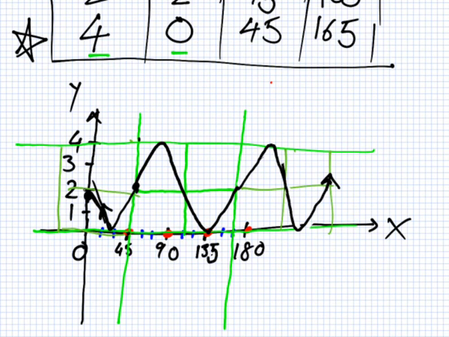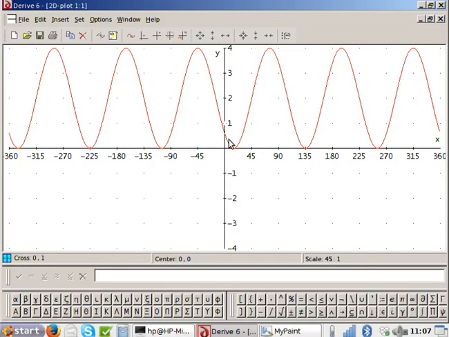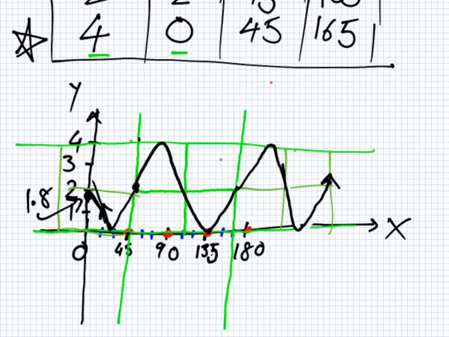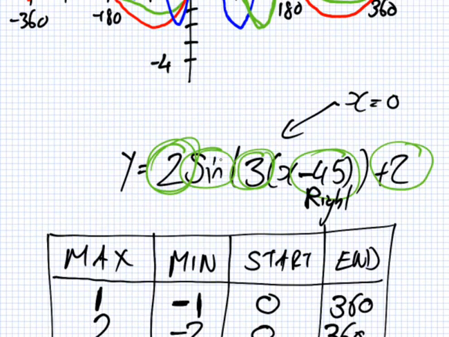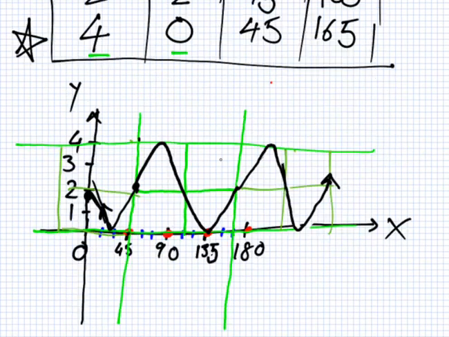Firstly, sine. What is the biggest value sine could be? 1. And the smallest? Minus 1. Where does it start on the x-axis? At 0 and ends at 360. Now, if I put a 2, what happens? 2, minus 2, 0 and 360. If I put a 3 here, 2, minus 2, 0 and 120. It contracts. Yep.